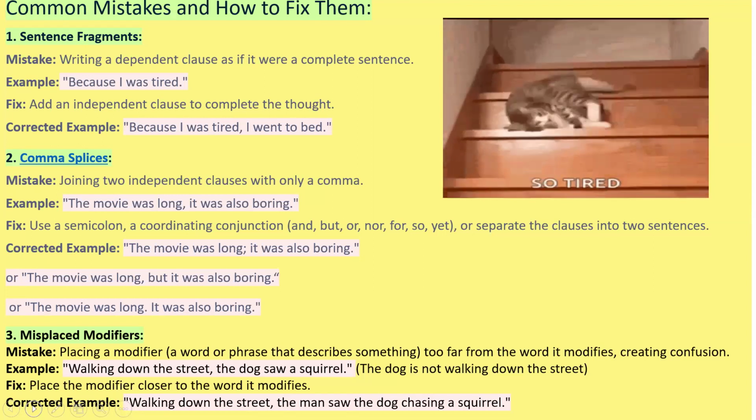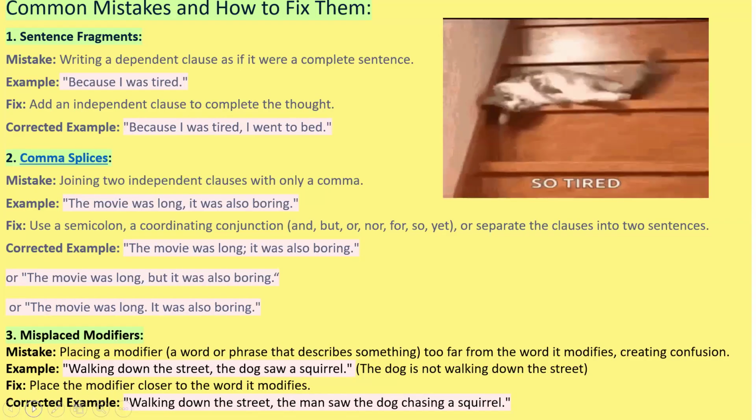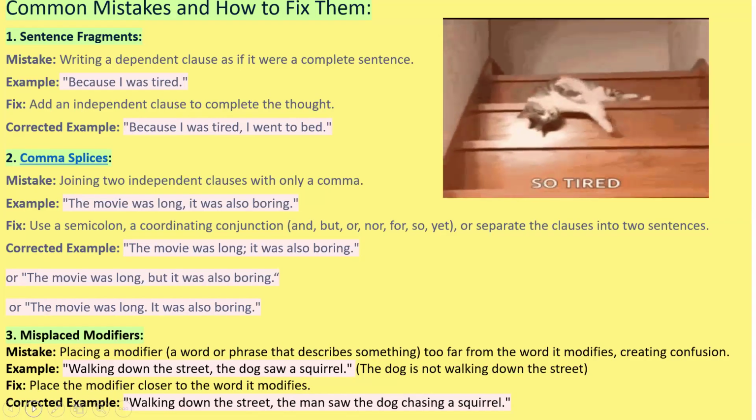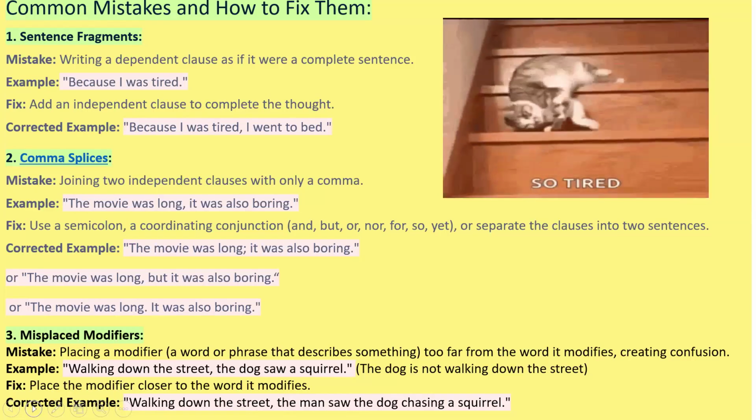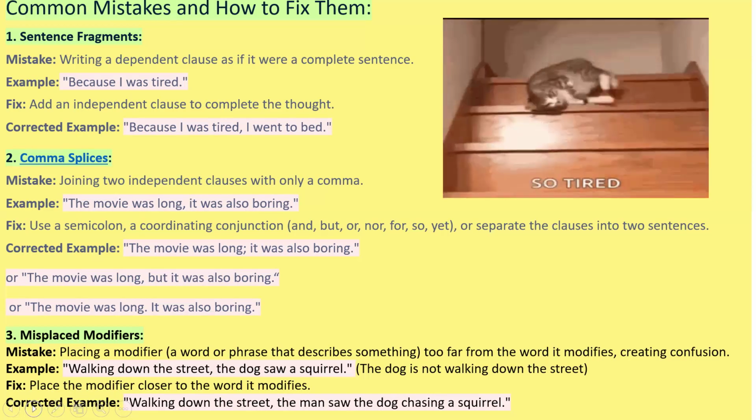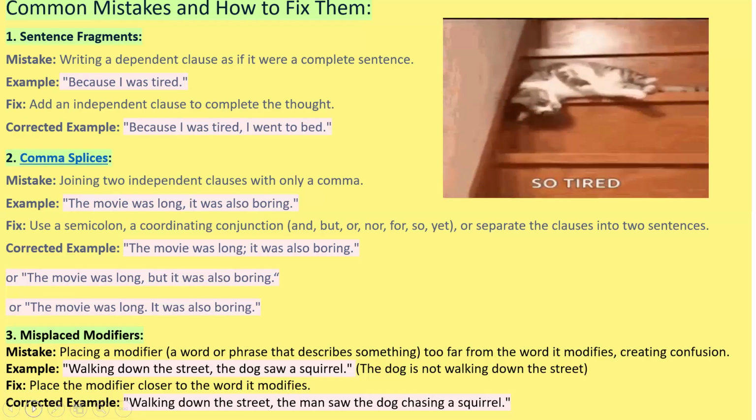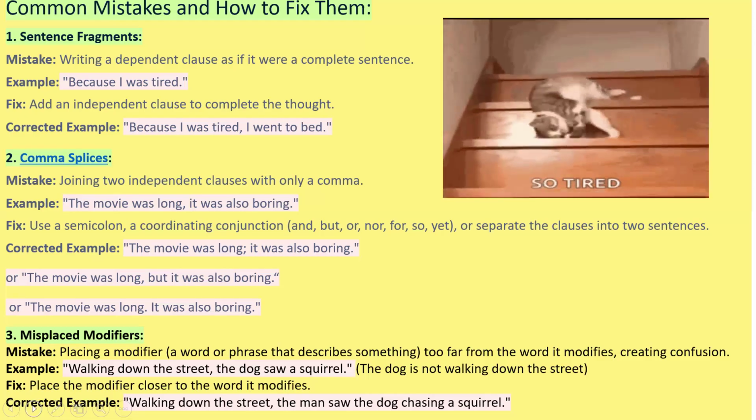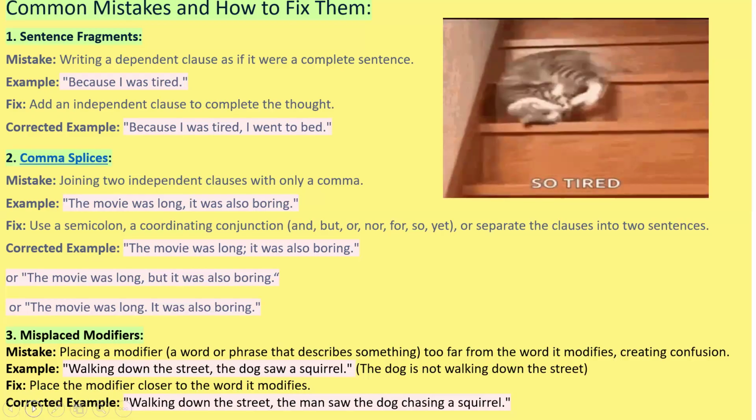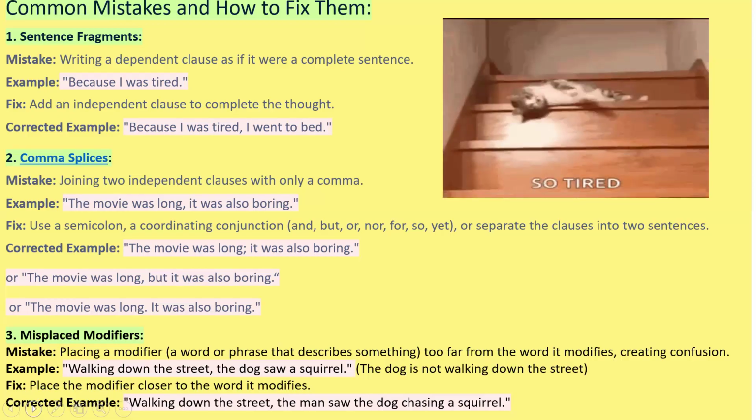Comma splices, which I also explained in my previous videos, means joining two independent clauses with only a comma. The movie was long, comma, it was also boring. Examples. To fix this case, you have to use a semicolon, which I explained in the previous slides. So: the movie was long, semicolon, it was also boring.